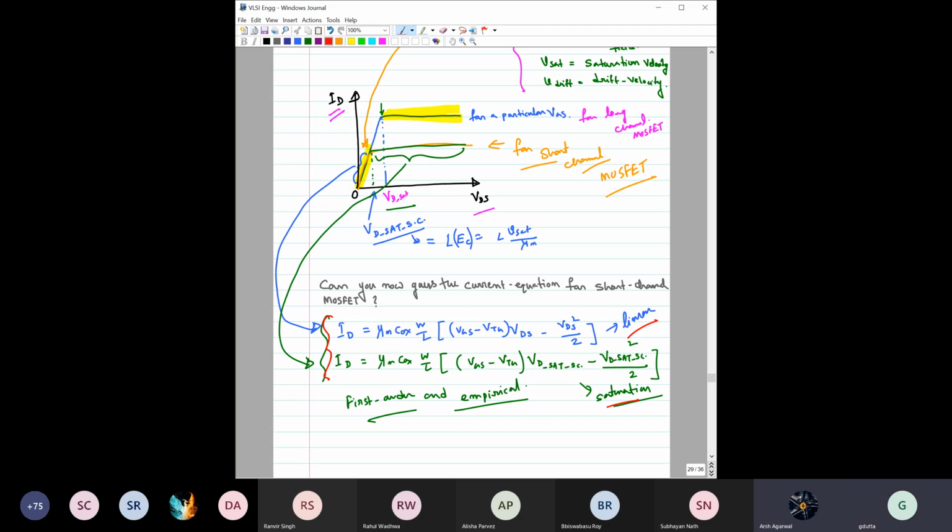Right. Rest of the things are the same. Only the saturation voltage has changed. So what's the difference between short and long channel MOSFET? Here the current saturation is due to pinch off. Here, in the short channel case, the current is saturating because of velocity saturation. This is one of the major differences.